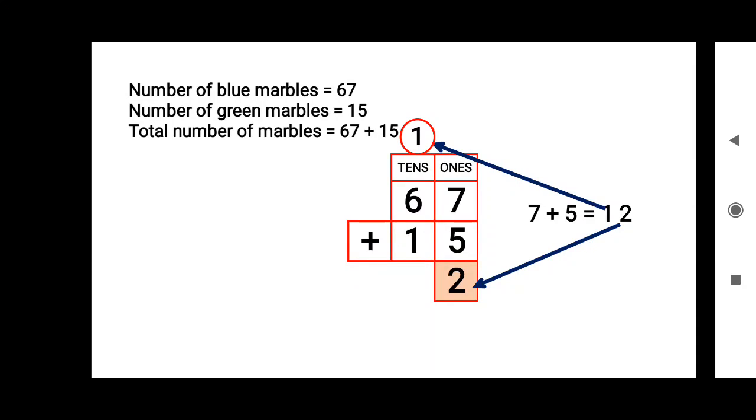Now next step is to calculate and add all the numbers present in the tens column. That is, first I will add 6 plus 1. So what will I get? 6 plus 1 is 7. Now I will add the carryover. That is 1 again. So 7 plus 1 is 8. So the total number of marbles is 82. And the last step will be to write the final answer in the form of a statement. That is, there are total 82 marbles.